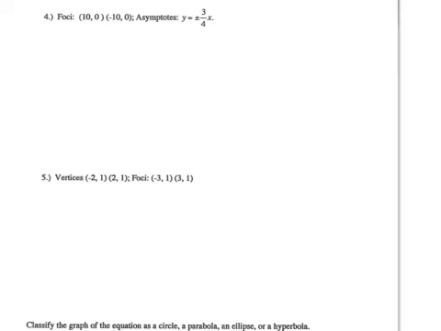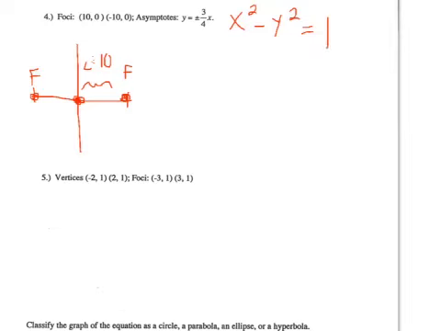So for this first hyperbola, we know that we have foci at (10, 0) and (-10, 0), and we have asymptotes at 3/4. So in this case, we know that our c value equals 10. And we know that our center is at (0, 0), and we have a horizontal hyperbola. So we can start with x squared minus y squared equals 1.